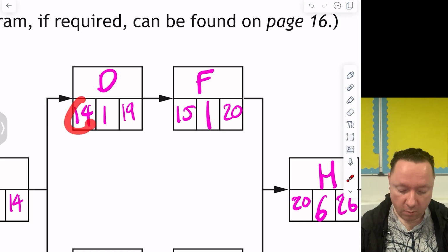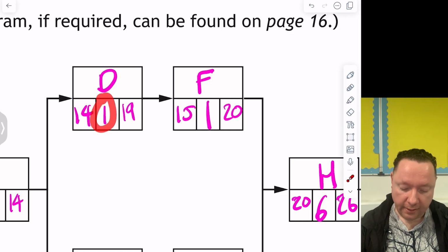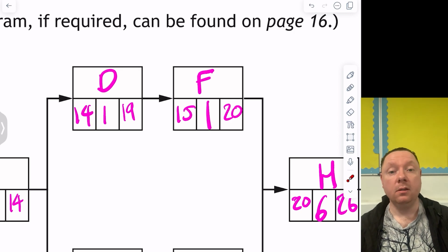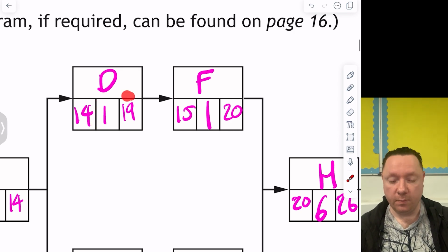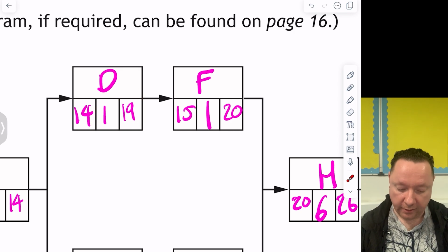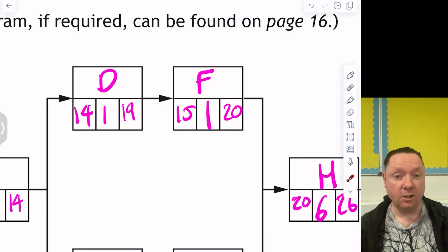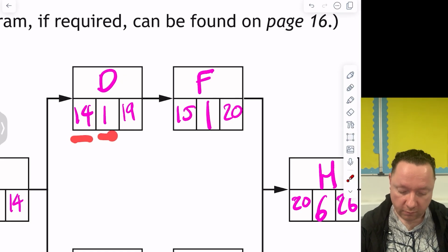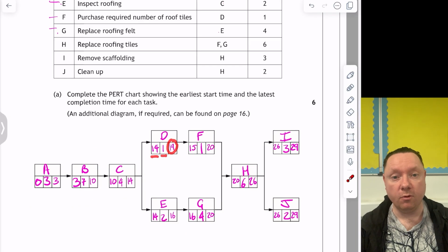So what is float time? Well, this one starts on hour 14. It can only take an hour, but you could take longer if you need to because you've got all the way up to hour 19. But for the purposes of a Gantt chart for that float time, you'll just start at 14 and do a box for 1 hour. Usually do some extra boxes that you don't shade in for float time.